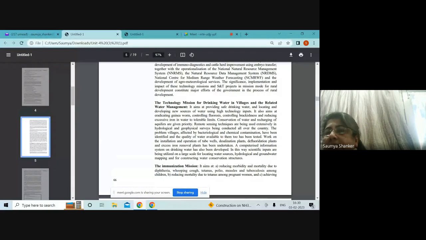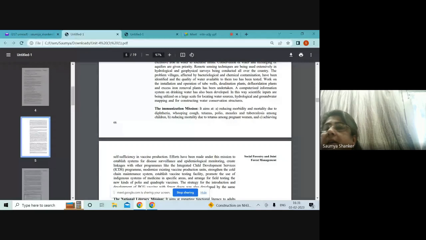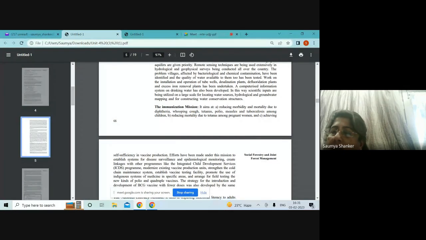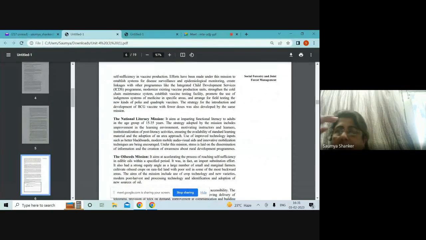So as you can see over here, there is a technology mission for drinking water in villages, and it is related to water management. In other words, it talks about how technology is being put in place in providing safe drinking water, and also locating new sources of water which can be used by rural India and rural people. So technology is being used in this identification. Then technology is being used in immunization programs, which aim at reducing the morbidity and mortality due to the different diseases that may be rampantly spread in rural areas.